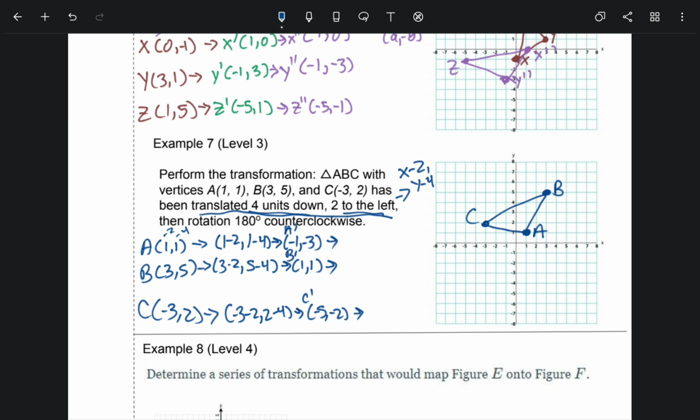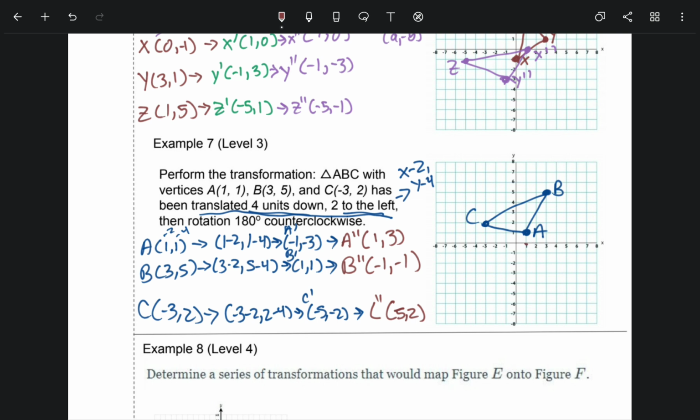Okay. And then we're going to rotate 180 degrees counterclockwise, which just flips the sign on all of them. So (-1, -3) becomes (1, 3). (1, 1) becomes (-1, -1). And (-5, -2) becomes (5, 2). And then you're done. Let's plot our points now.